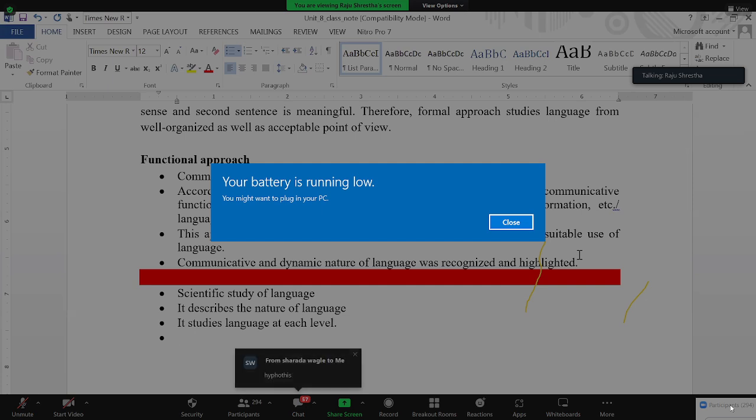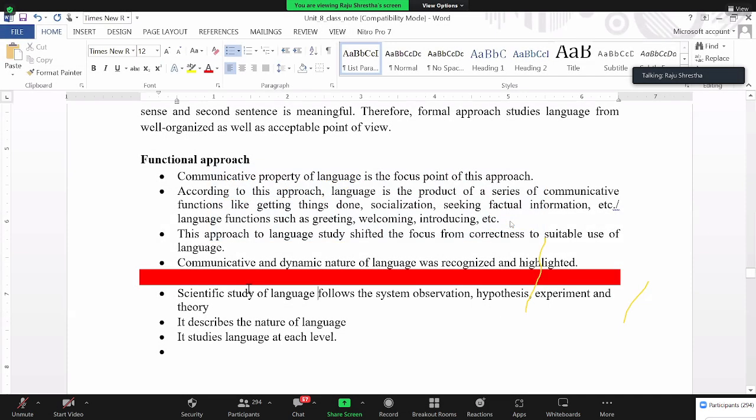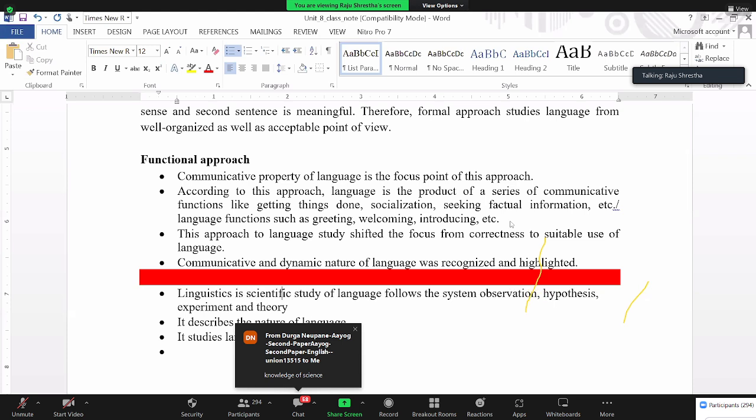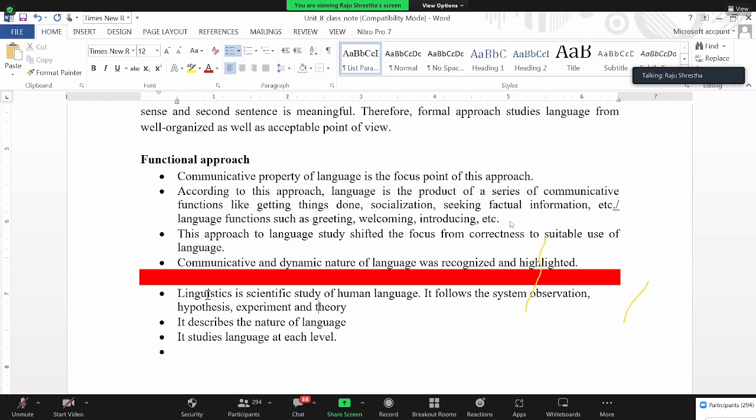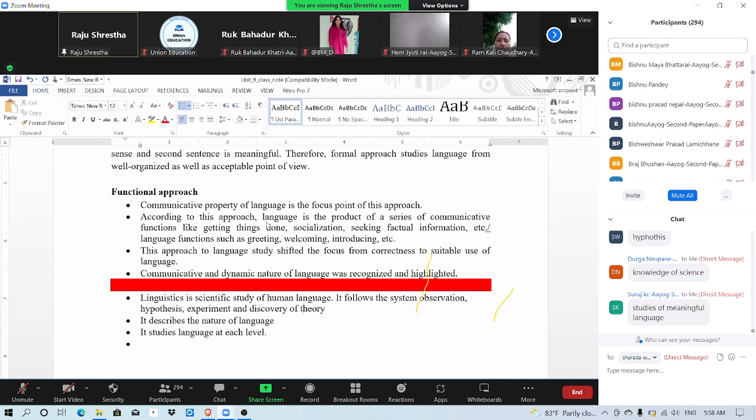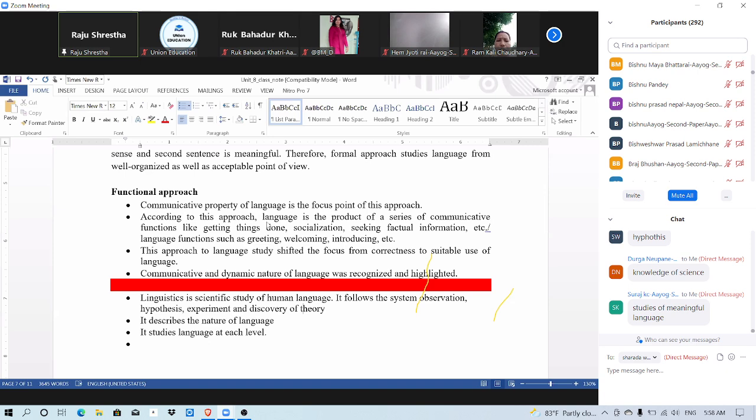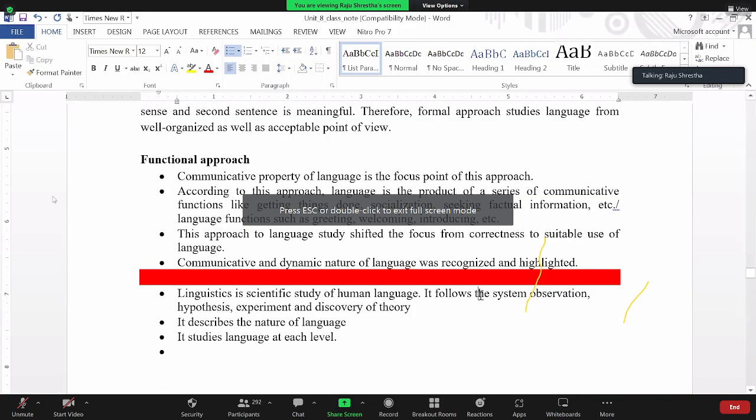So you have said theoretical assumption. Follows the system of observation. यहाँनिर चाहिँ एकजना लेख्नु भएको छ. Linguistics is scientific study of... के हो त? Human language हो फेरि यहाँ. Human language छोड्नु भएन. Scientific study of human language. It follows the system of पहिला observation गर्छ, hypothesis बनाउँछ, experiment गर्छ, and theory discovery हुन्छ हैन. Discovery of theory. So these processes linguists follow. It follows the system, or it follows the process.